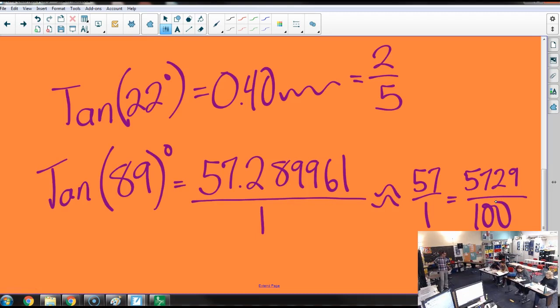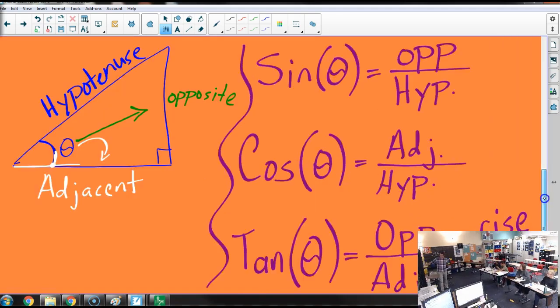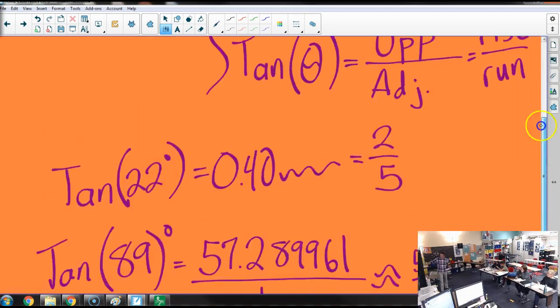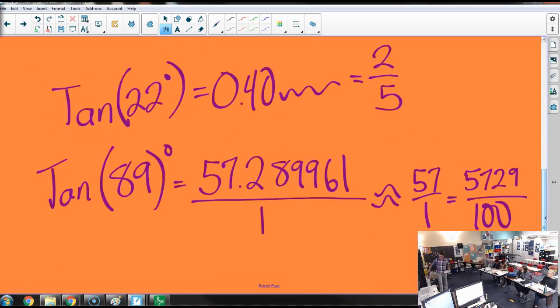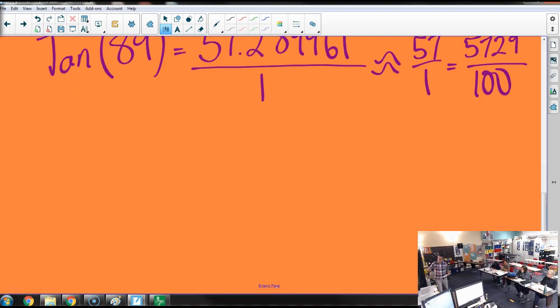Tangent of 70 comes out to be 2.747. I don't know why my smart board is doing that, but it's really driving me crazy. It's getting confused about where the mouse cursor is.